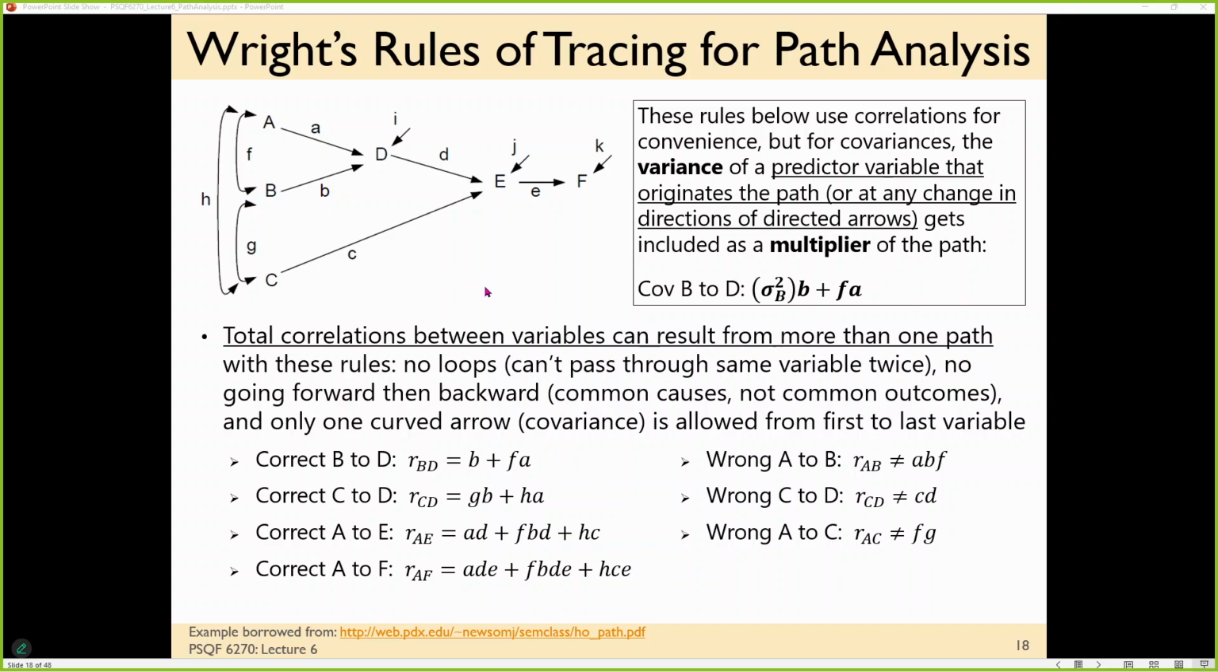So here's the good news, folks. You don't have to memorize these rules or figure this out. This is a piece of output you can request that says, what does the model say my correlation matrix should look like according to these rules? And then the question is, what does it really look like in my data, and how discrepant are they? That's the basis of model fit.